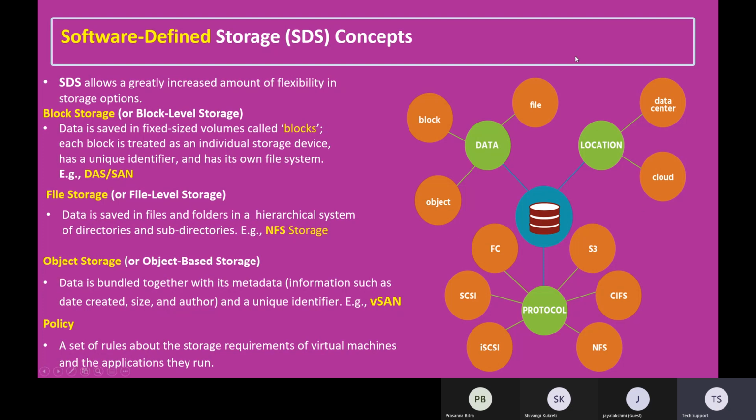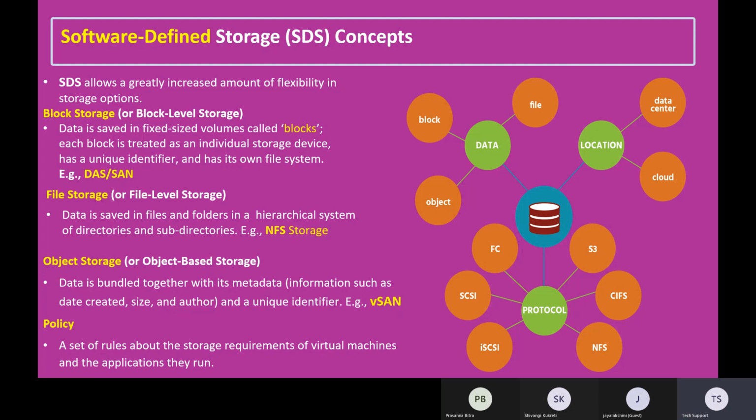If you observe the diagram on the right side, in the center of the diagram we have a data store, and this data store we divided into three options. One is data, another one is location, another one is protocol. Let's start with the protocol. We already know a protocol is a kind of language. It's a set of rules used to communicate between source and destination.